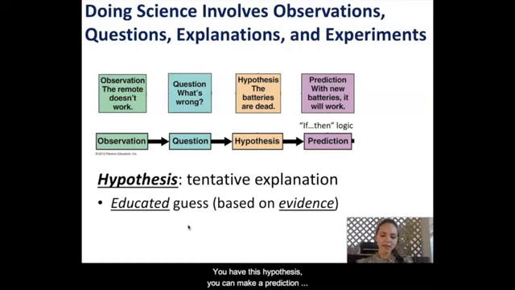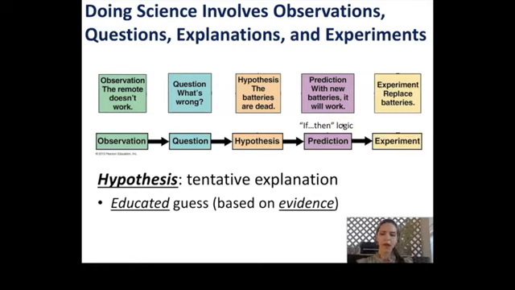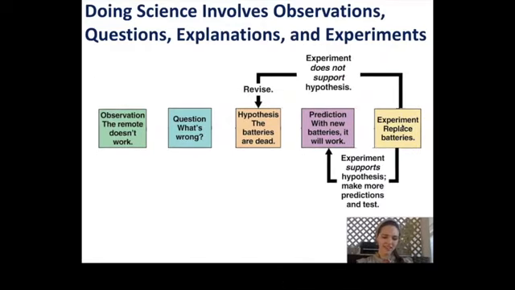Okay, so you have this hypothesis. You can make a prediction from this hypothesis. In this case, your prediction is if you change the batteries, the remote will start working. And then finally, you run your experiment. So you change the batteries and you look to see if the remote now works. Okay, and look at the results and draw some conclusions. So you change the batteries and the remote works. Great. It was the batteries, right? The experiment supports the hypothesis. If you change the batteries and the remote still doesn't work, you need to revise this hypothesis.